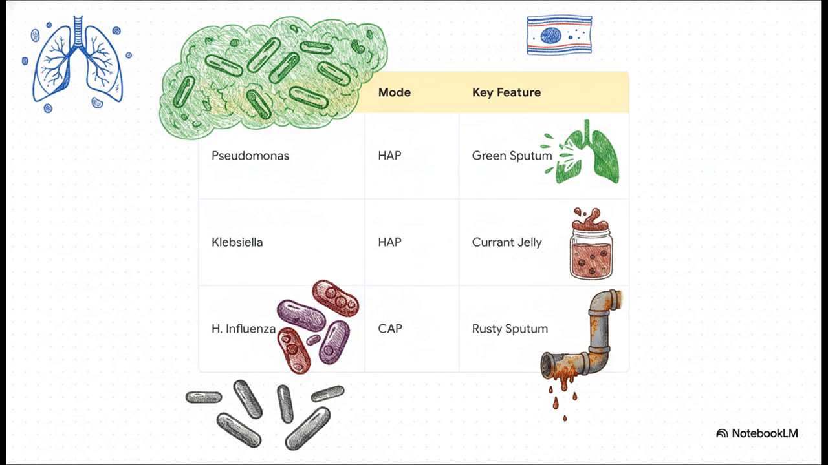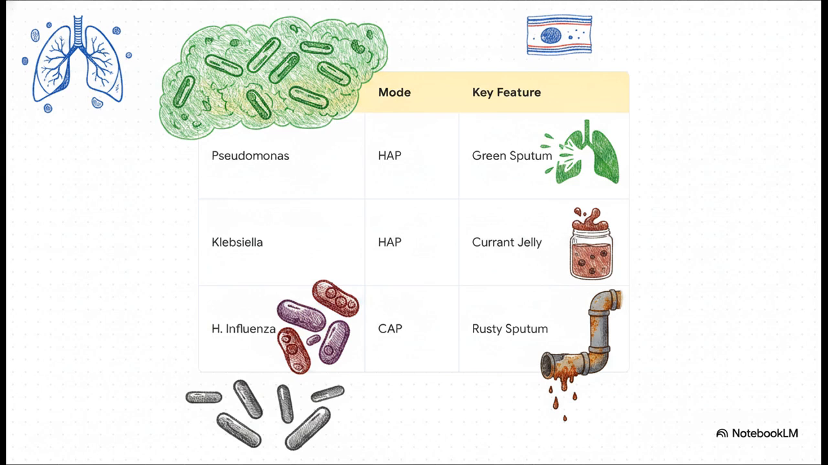Pseudomonas, for instance, is a leading cause of hospital-acquired pneumonia, especially in folks with pre-existing lung diseases like COPD. It notoriously produces this greenish sputum. Compare that to Klebsiella, another hospital-acquired threat, but this one favors the elderly and tends to attack the upper apical lobes of the lung. Klebsiella causes a dramatic, super thick, blood-tinged output that's known as currant jelly sputum.